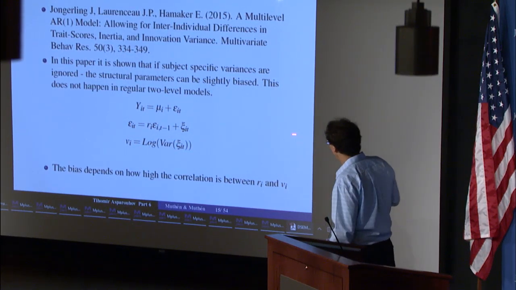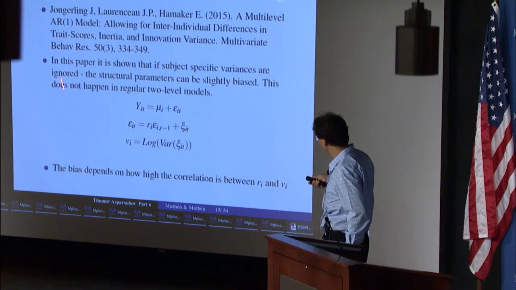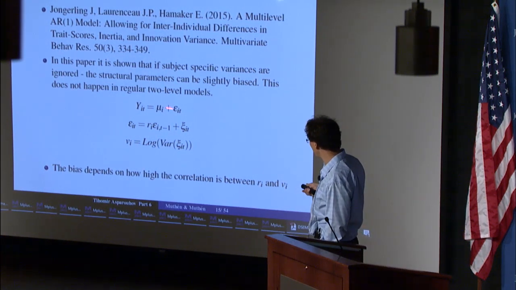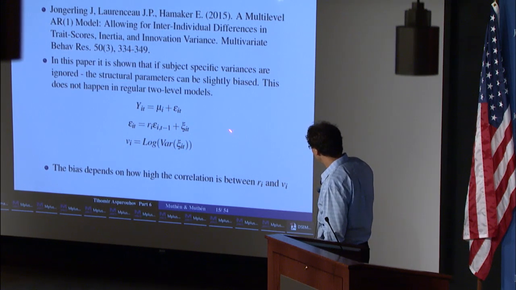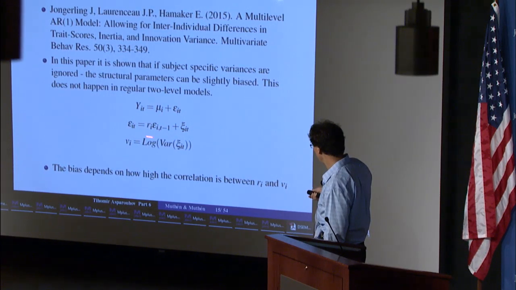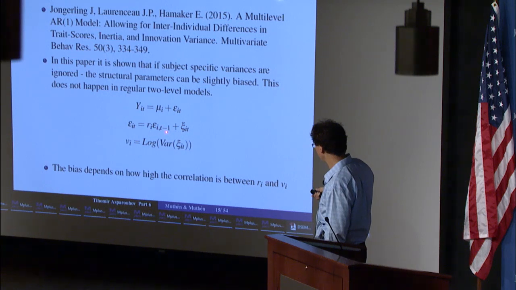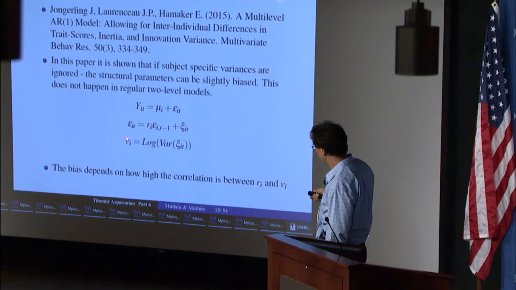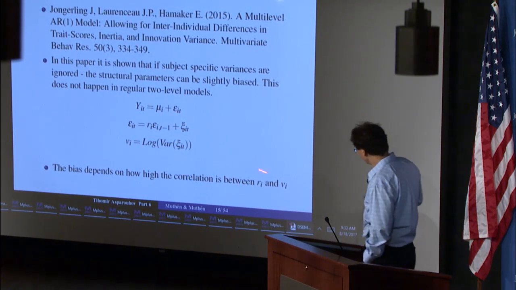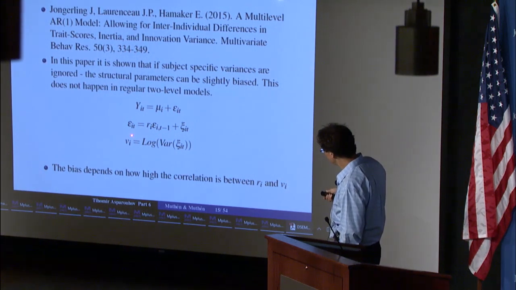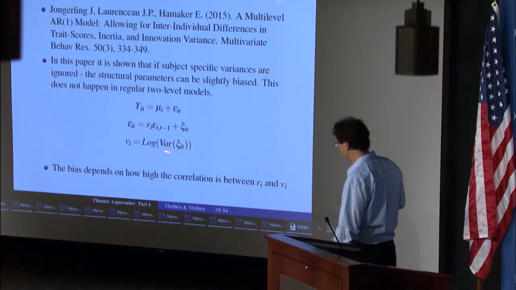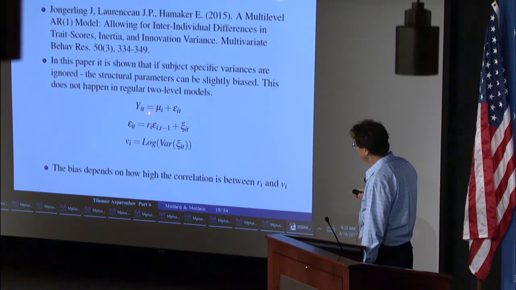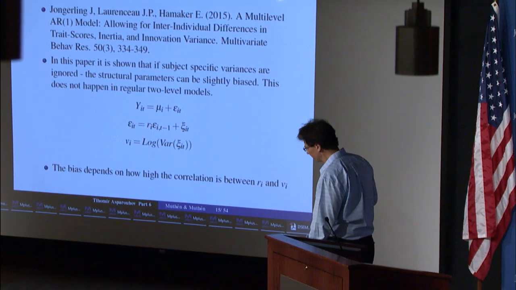So here I'll introduce you a little bit to the simulation study that points out that you get biases unless you account for the subject-specific variances on the within level. We have a simple two-level AR1 model with a random autoregressive parameter, and we generate data using subject-specific variances. What they show in the paper is that if the variance is treated as a fixed, non-random parameter, estimated equal across all the subjects, you can get biases in the mean of the autoregressive parameter.